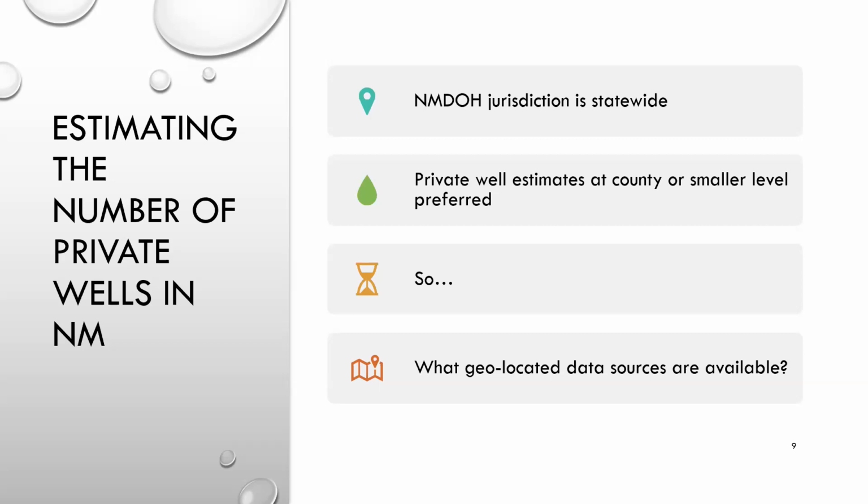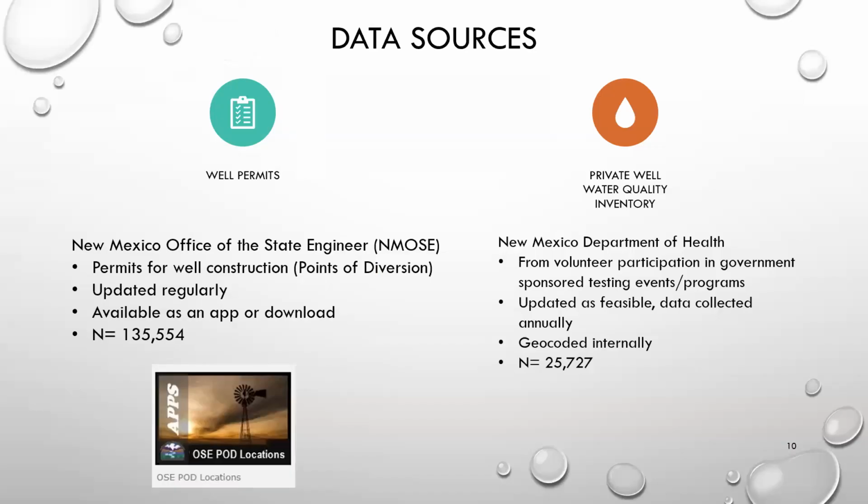So what geolocated data sources do we have available in the state? Basically there's two. There's the well construction permits, which come from a partner state agency and are only for well construction, have nothing to do with water quality. But they are updated regularly and they are easily available. So there's just over 135,000 of these records.